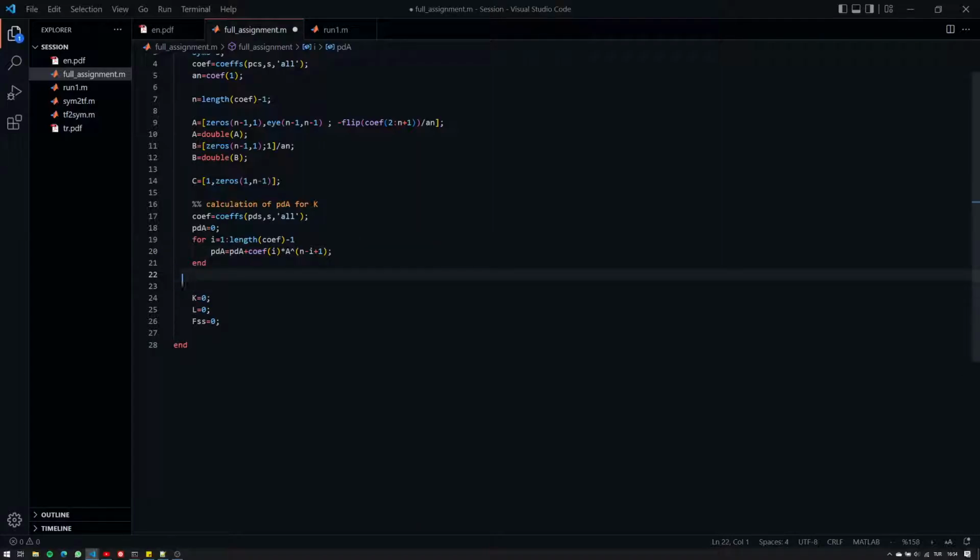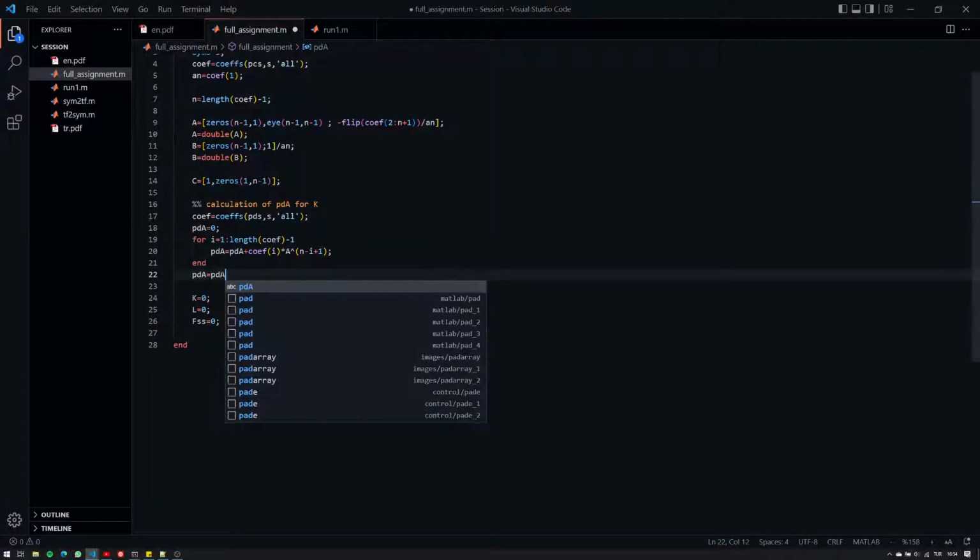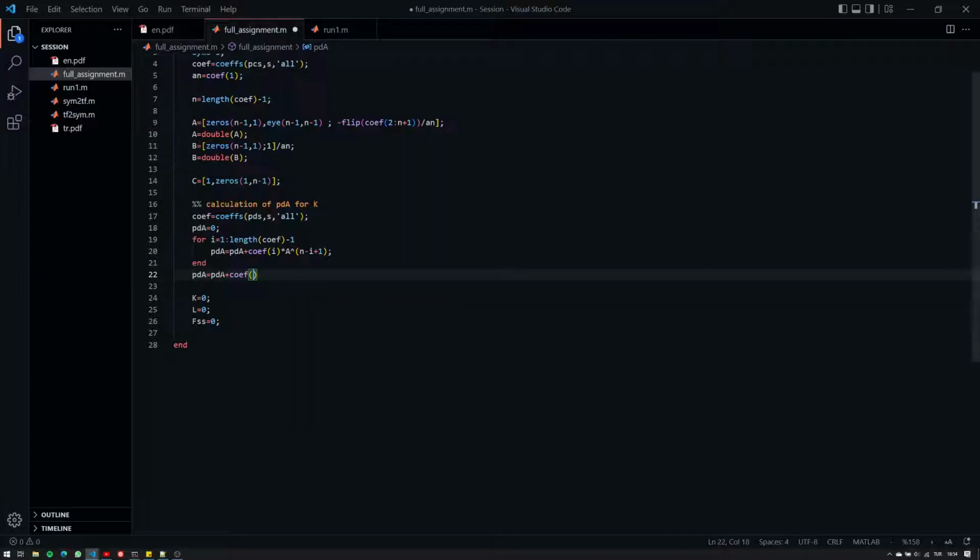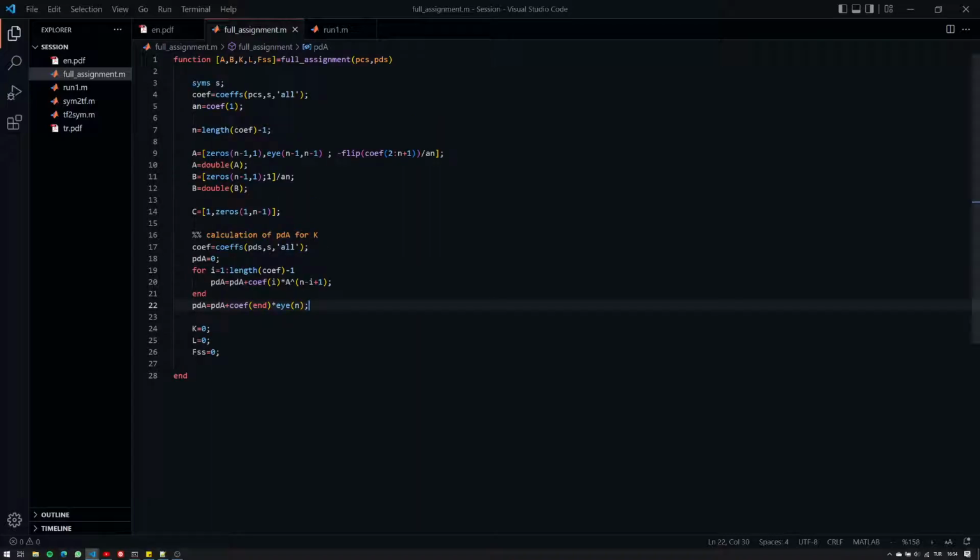And once we're done with that, we will increase again PDA by coef, the last entry here, so coef end times identity n. Again, I'm still coding with the nth order general solution, so therefore I'm using n. But since this is basically not really necessary, what I can do is I can just begin with the initial value and add to it, and I can skip this last piece of code here.